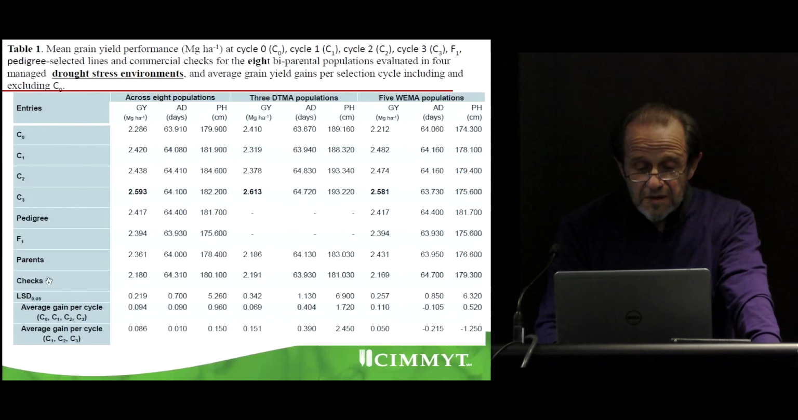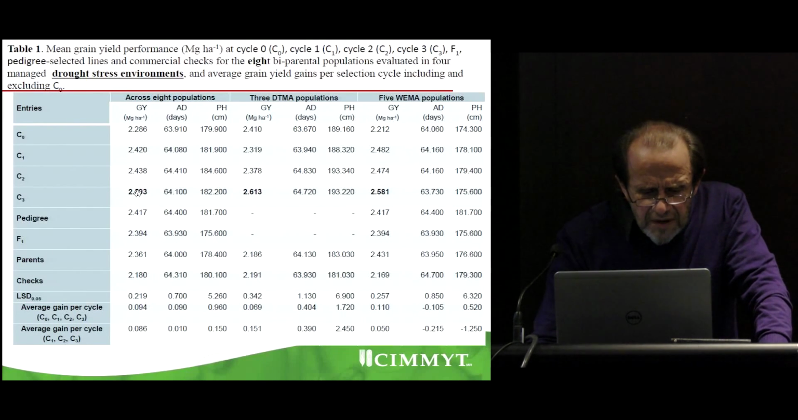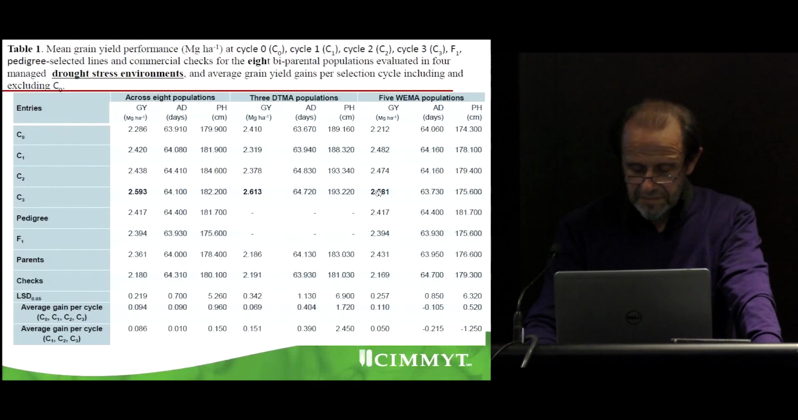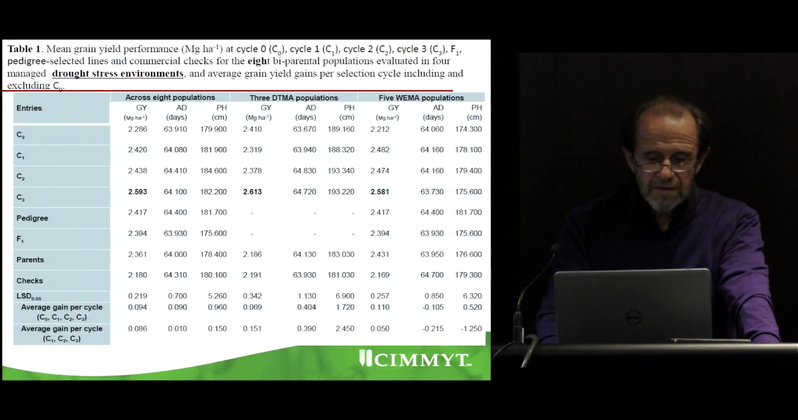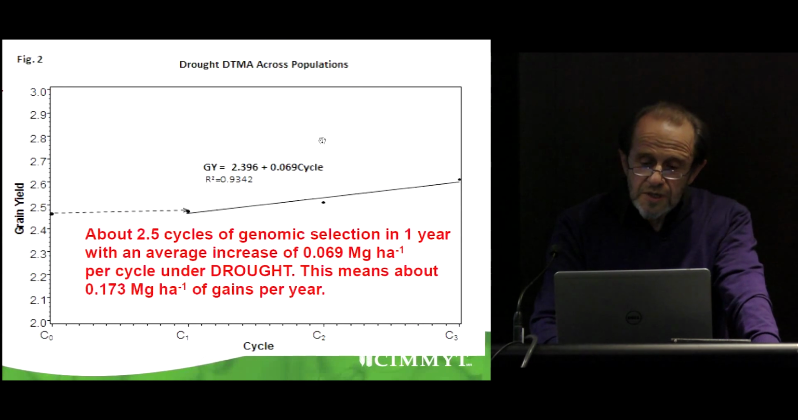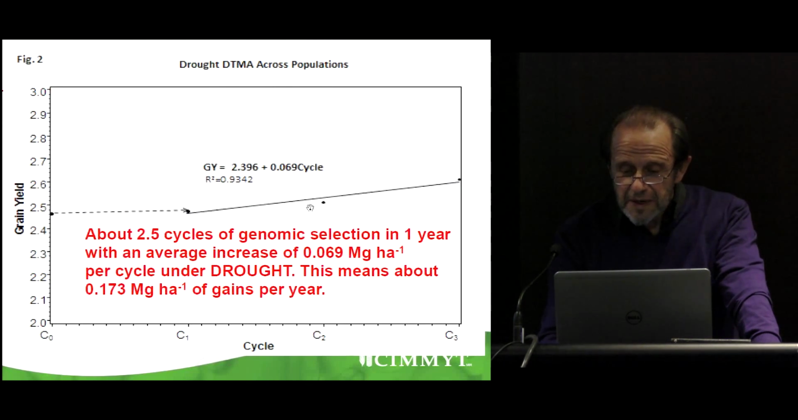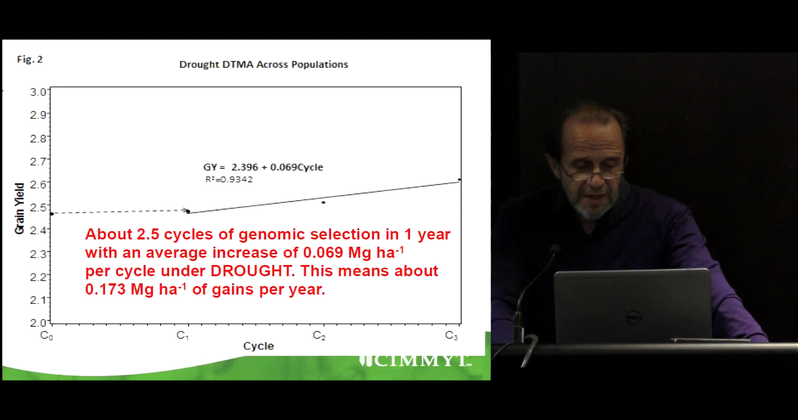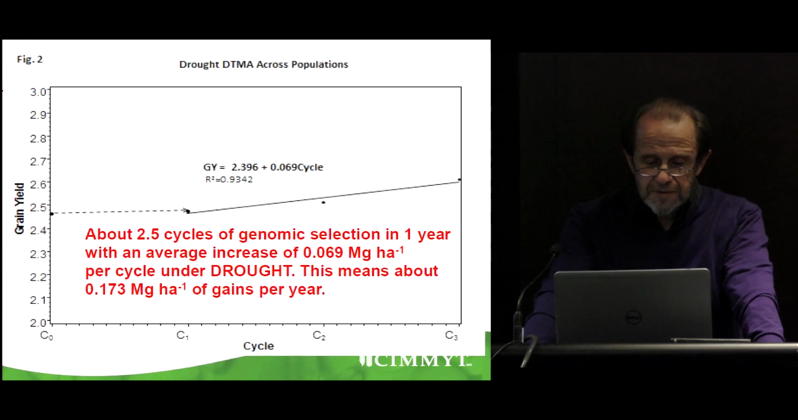But you see that there is, I don't know if this is significant or not. This is the LSD. They might be significant, this one, cycle 3 and cycle 3. There is a gain. For example, across these 3 DTMA populations, this is the gain per cycle after 2 cycles of genomic selection, on average 69 kilograms per hectare per cycle under drought.